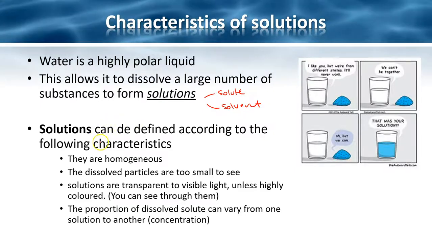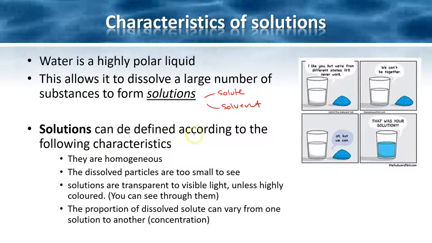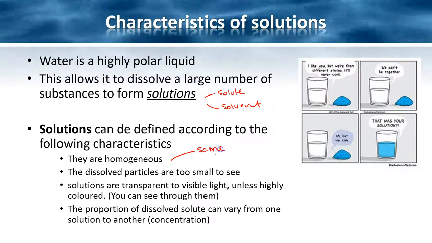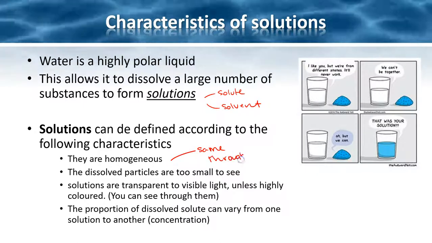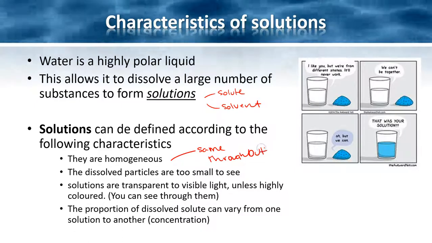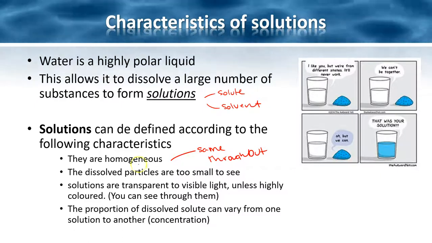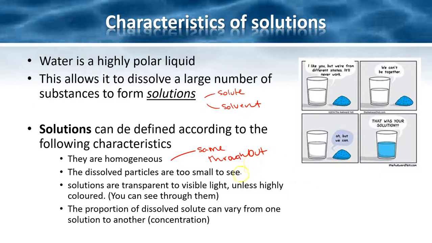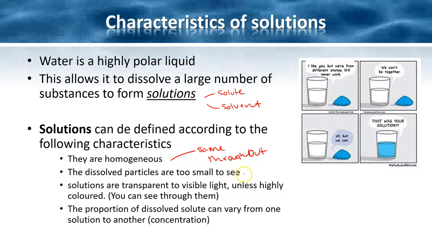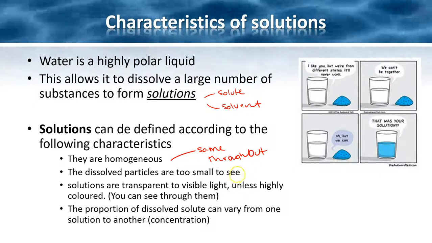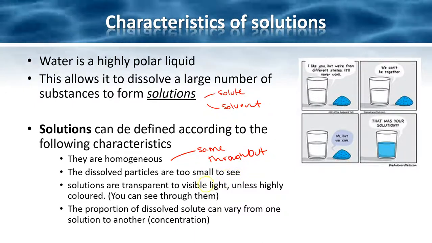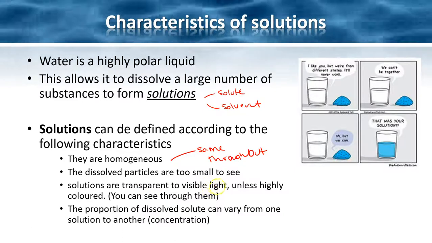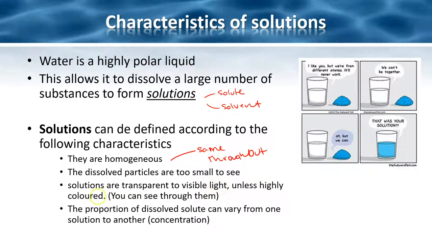When we define a solution, it's defined according to a number of characteristics. They're homogeneous, which means they're the same throughout, that every part of the solution is the same as any other part. The dissolved particles are too small to see, so we can't see any precipitate, silt or fine solid particles. There's nothing suspended in it. And solutions are transparent to visible light, i.e. light will pass through them unless they're highly coloured.